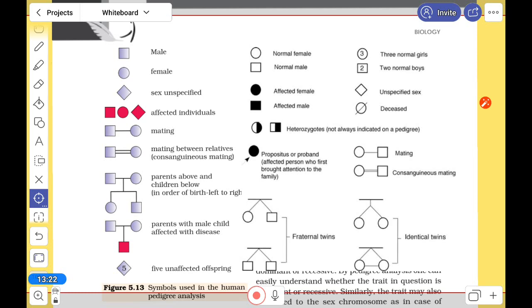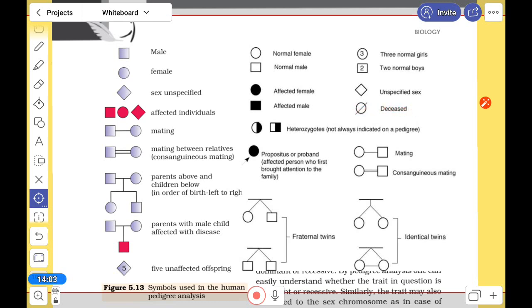Okay. Now look here. Here also we have some more signs. You can see these are twins. These two are identical twins. The twin sign is this, and this is the fraternal twin. Fraternal twins, you know, are not alike, and in most cases are a boy and a girl. Here it is unspecified sex. And this is 3 normal girls, 2 normal boys. This number indicates that, and this is the death of the individual in this.